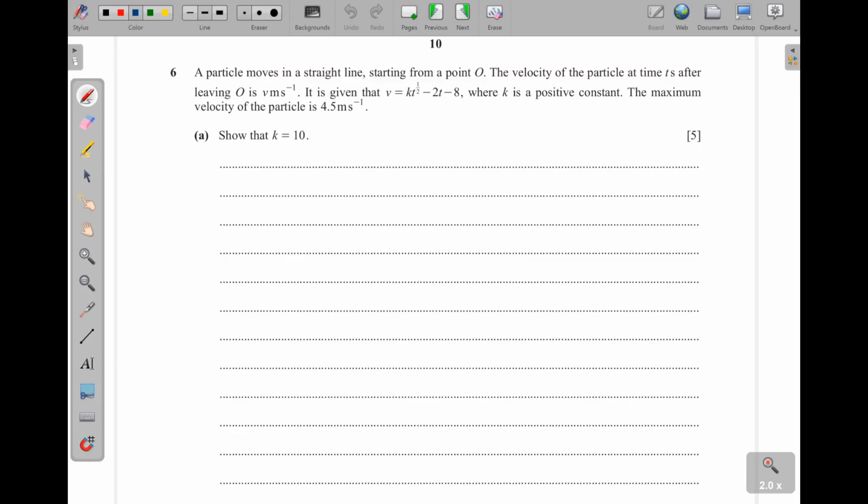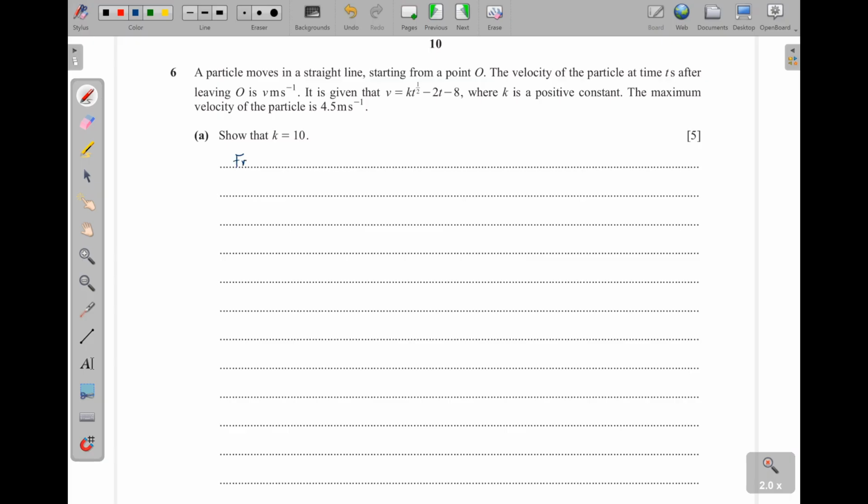Now this is variable acceleration, where we are given the expressions for either acceleration, velocity, or displacement, and we don't use the three equations of motion: v is equal to u plus at, s is equal to ut plus a half at squared, and v squared is equal to u squared plus 2as. We only use differentiation and integration, okay? So they are saying here, where k is a positive constant, the maximum velocity of the particle is 4.5, so that k is equal to 10.